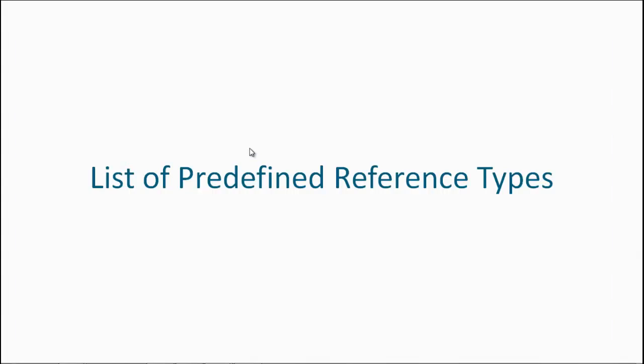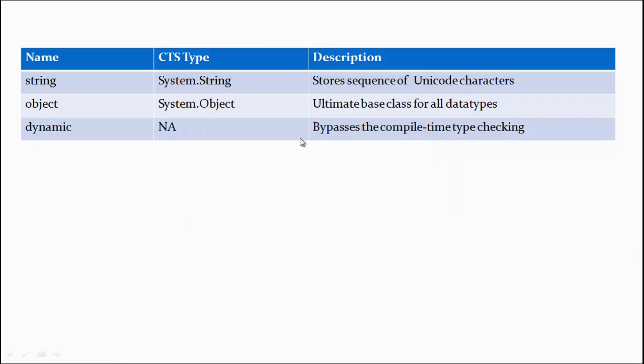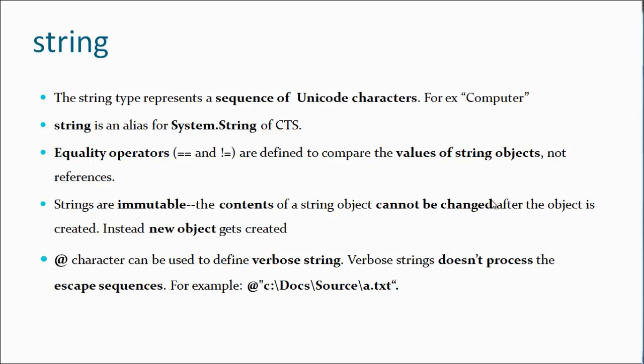Now let us have a look at the list of predefined reference types. String stores a sequence of Unicode characters. Object is the ultimate base class for all data types, and dynamic is a new type which enables bypassing compile time type checking. Let us have a detailed look at these three data types.